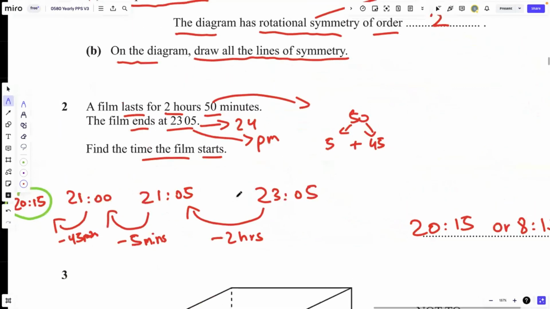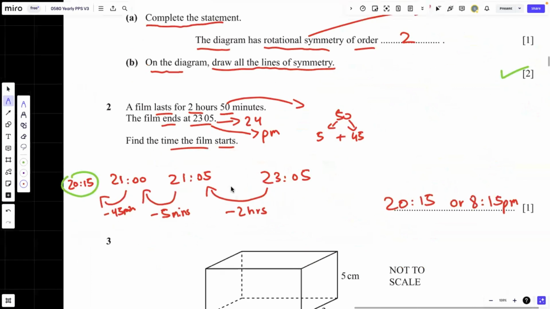That's a correct answer. You just had to find the time at which the film starts, the beginning time of it.